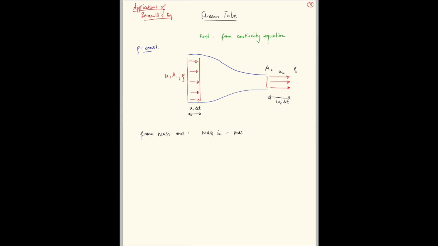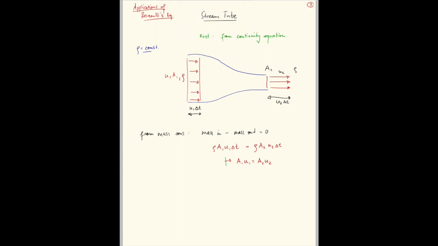So mass in minus mass out is 0. So what is the flux in over a time delta t? Well, it's the density times the area times the distance u1 delta t. And that has to be equal to rho a2 u2 delta t. So rho and delta t cancel, and we have a1 u1 is a2 u2, very straightforwardly.